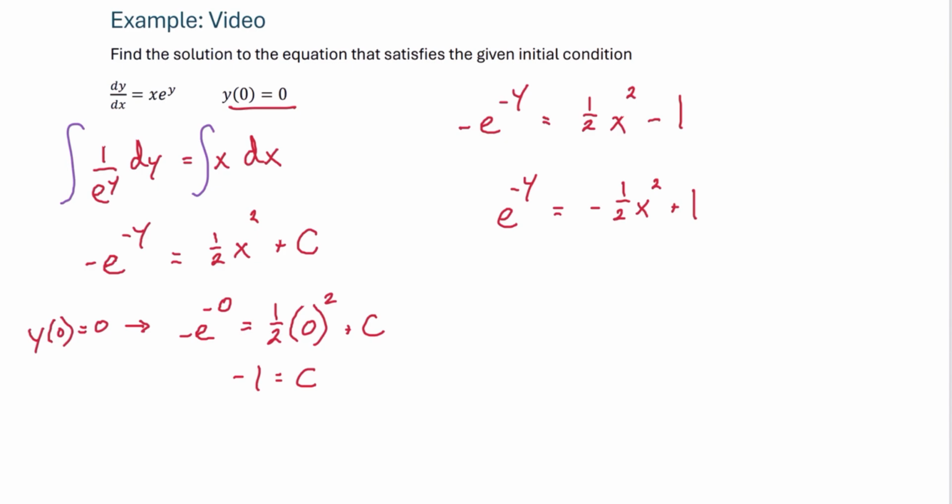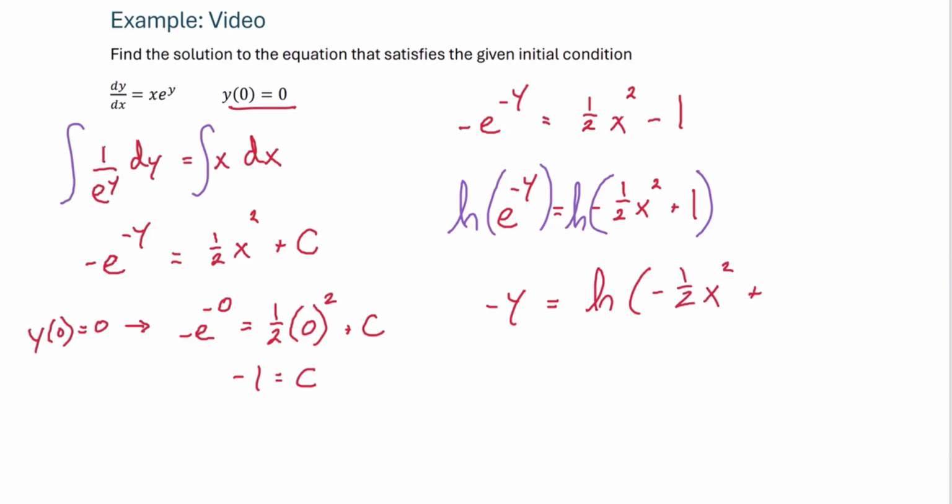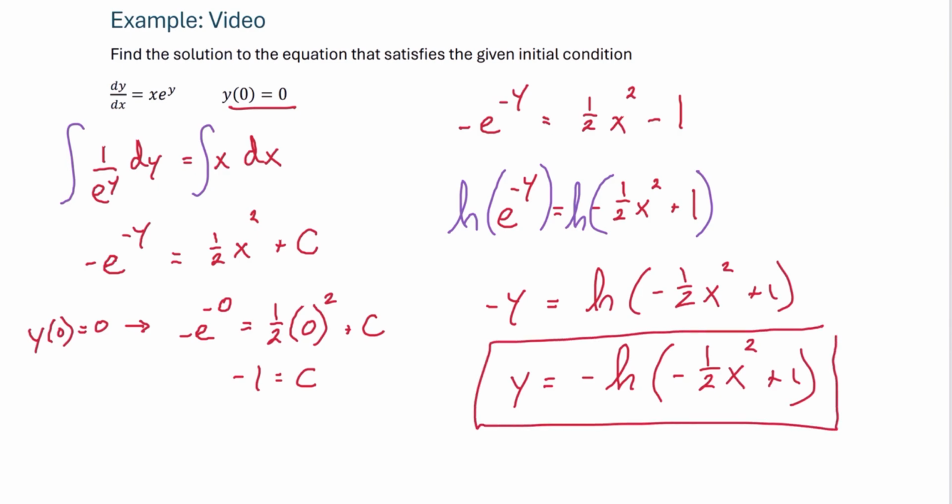Now we'll take the natural log of both sides. We'll get negative y equals the natural log of negative 1/2 x squared plus 1, and then divide by negative 1. Y equals negative natural log of negative 1/2 x squared plus 1. So we now have the solution that has the given initial condition.